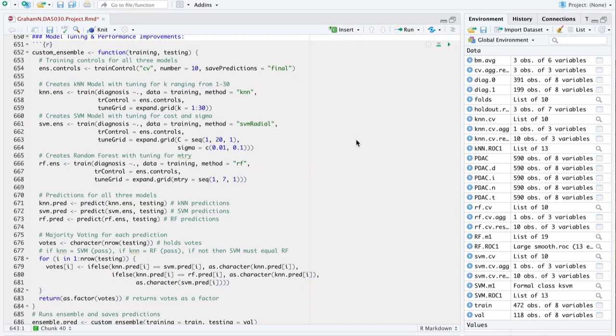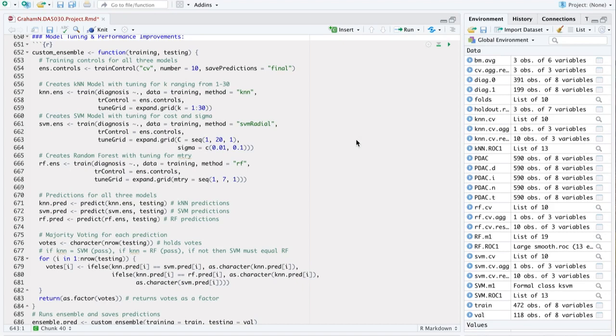And the random forest was tuned for mtry, which is the number of variables randomly sampled as candidates at each split. I then used the models to predict the values for diagnosis and used a majority vote to decide the classification. To do this, I used an if-else function to compare the values. Only two values needed to match to pass, so it simply goes through and checks against each of the KNN results.